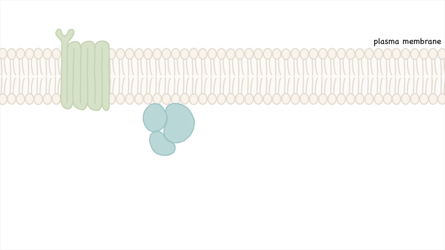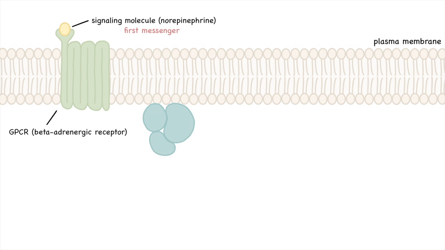The first step in the signaling pathway is when the signaling molecule, for example, norepinephrine, binds to the G-protein coupled receptor, for example, the beta-adrenergic receptor. In this case, norepinephrine is the first messenger because it initiates the pathway. The binding of the first messenger causes a conformational change in the receptor. This causes the alpha subunit to exchange GDP, which is already bound to it, for GTP.